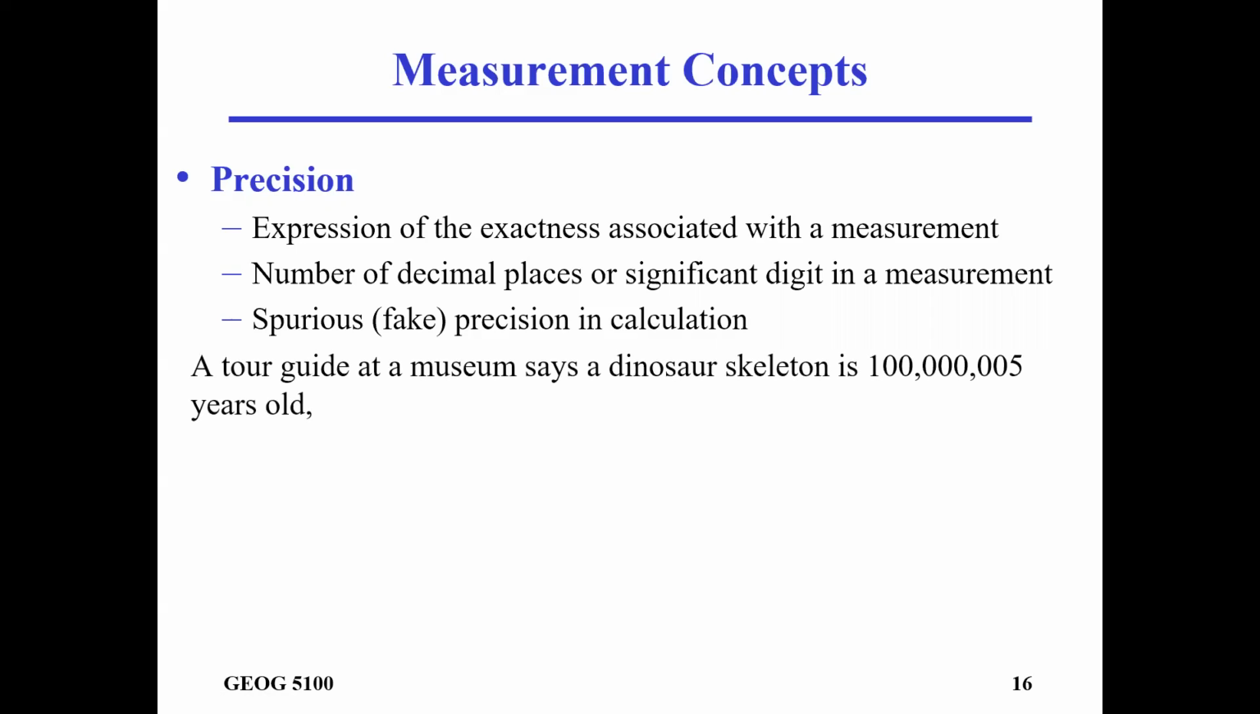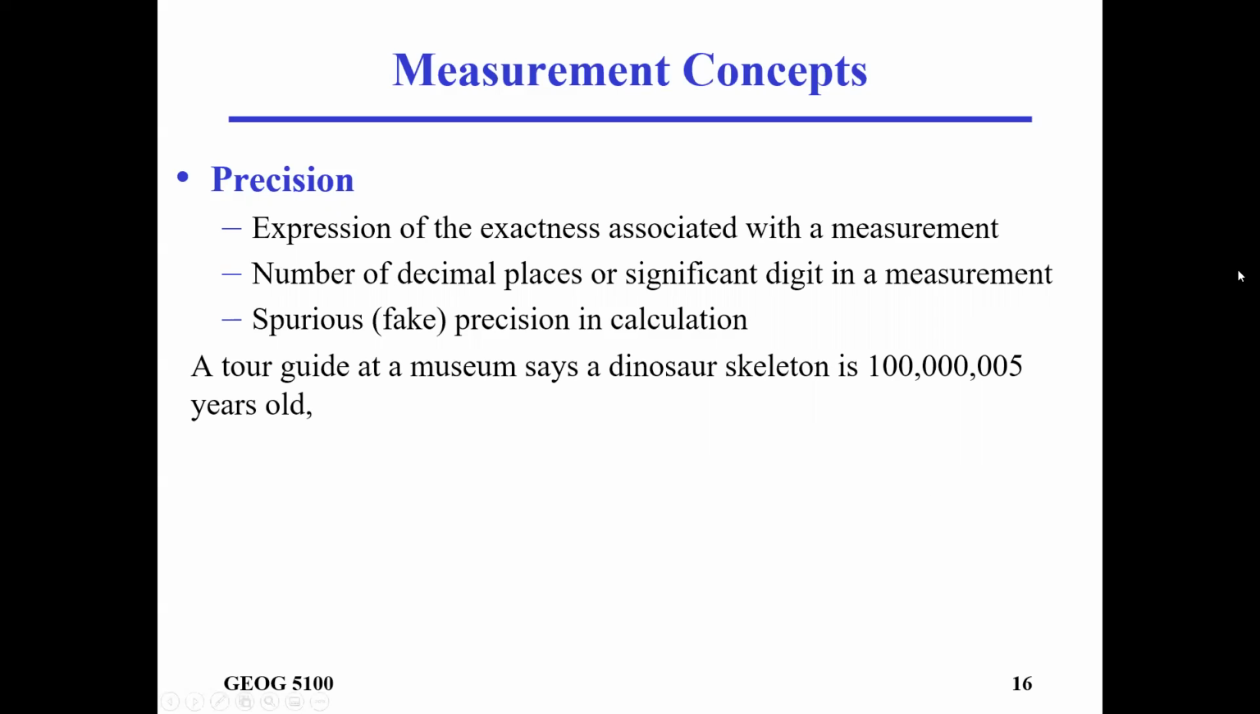So here is a joke. Okay, it's a joke, but it's a joke about precision or fake precision. A tour guide at a museum says that a dinosaur skeleton is 100,000,005 years old.